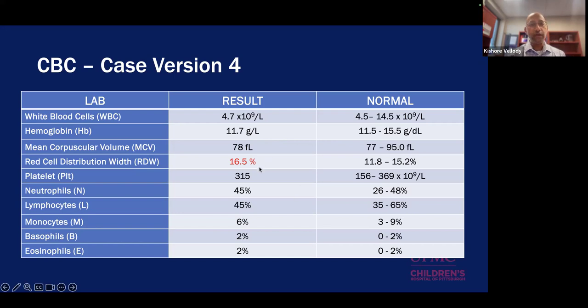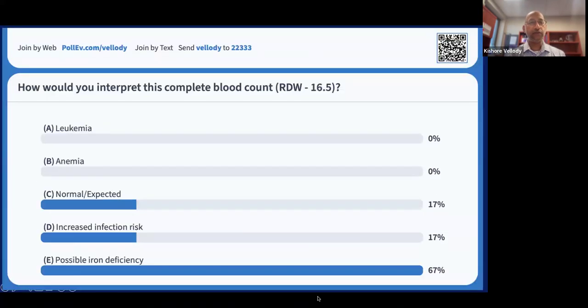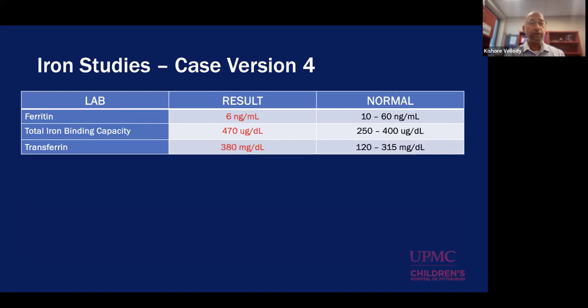So something's not right, and the RDW is a bit wide. And so what I would do in this situation is I would look at the specific iron labs, and you may have seen us order things called ferritin or TIBC, total iron binding capacity or transferrin. I'm not going to go into too much detail, but a low ferritin is consistent with iron deficiency, and a high TIBC and a high transferrin also consistent with iron deficiency. So this child does have iron deficiency and would benefit from iron replacement.